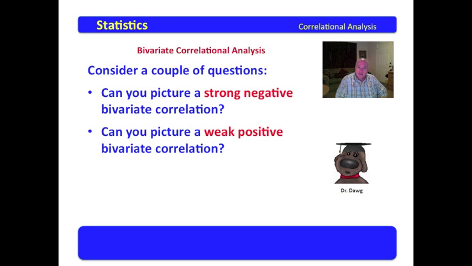Strong negative means that they're very closely tied. Negative means that when one goes up, the other one goes down. Weak positive means they generally travel in the same direction, but you can't always count on them doing the same thing. If you understand this, you have come far, Pilgrim.